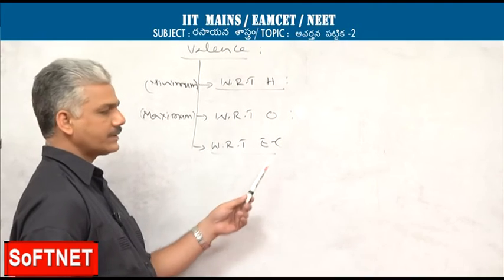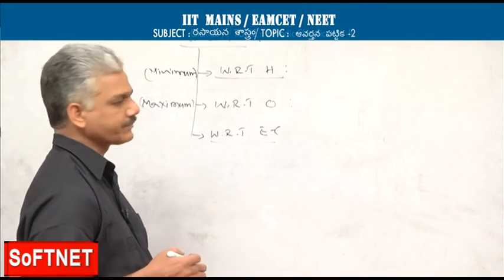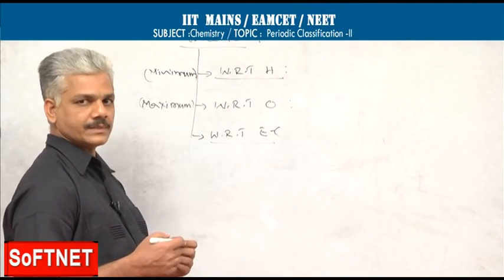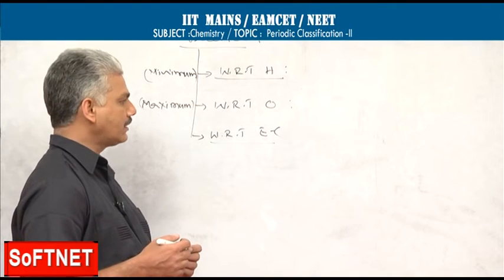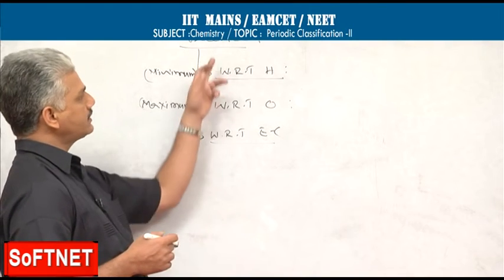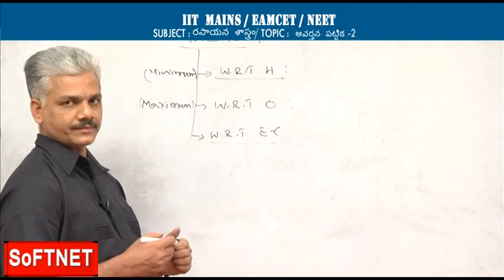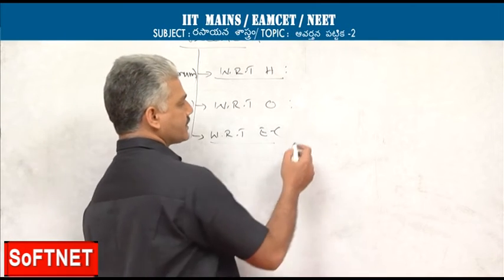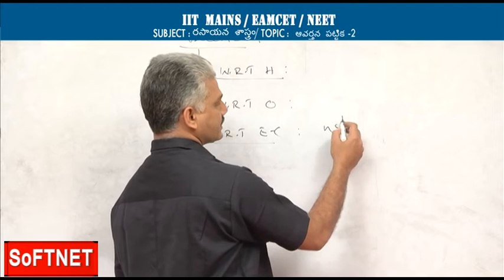Valency with respect to electronic configuration. The total number of electrons present in the outermost shell of an atom is taken as equal to its valency. Say for example, for first A group elements, electronic configuration is ns1.